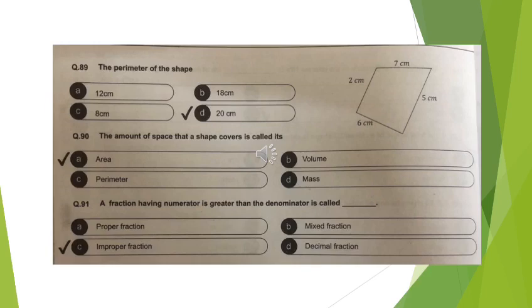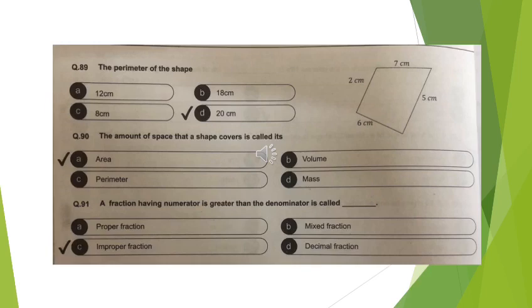Question number 90: the amount of space that a shape covers is called its. Options are A, area; B, volume; C, perimeter; and D, mass. We have already discussed the definitions of volume, perimeter, and mass in the previous questions, so the correct option is area.